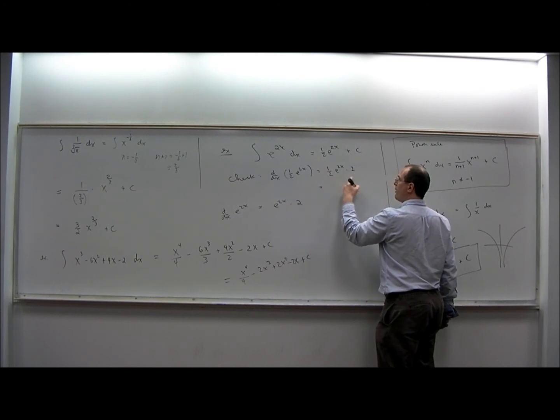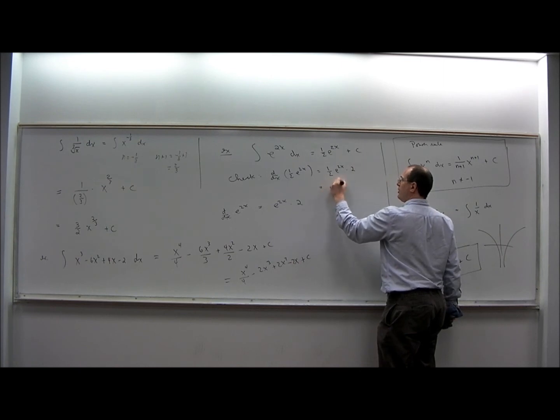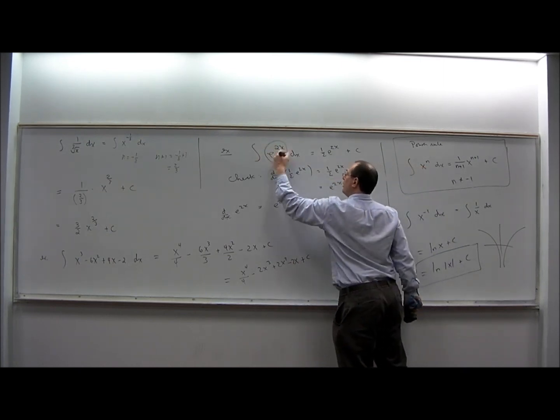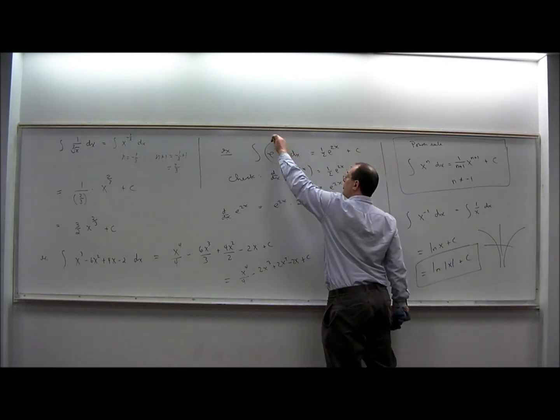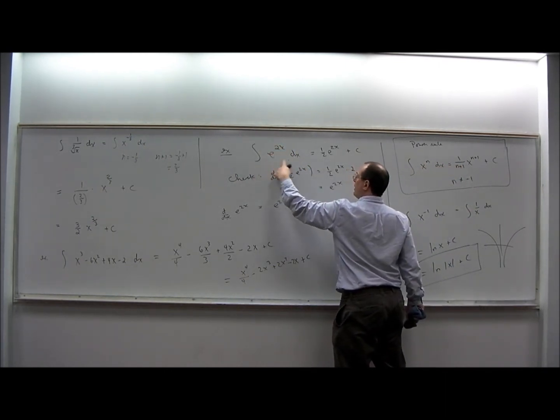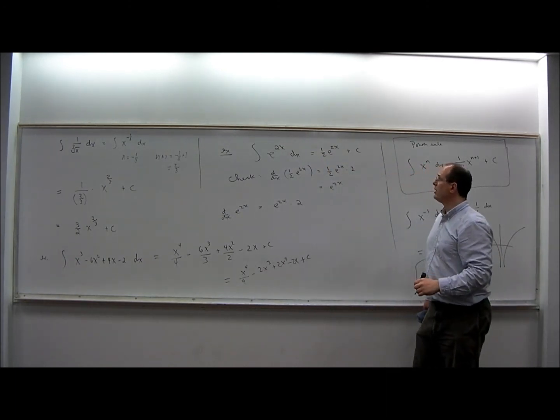And here, the 1/2 times 2 cancels. That's the reason we put the 1/2 in the answer, and we get e to the 2x, which is what we wanted. So the integral of e to the 2x dx is 1/2 times e to the 2x plus c.